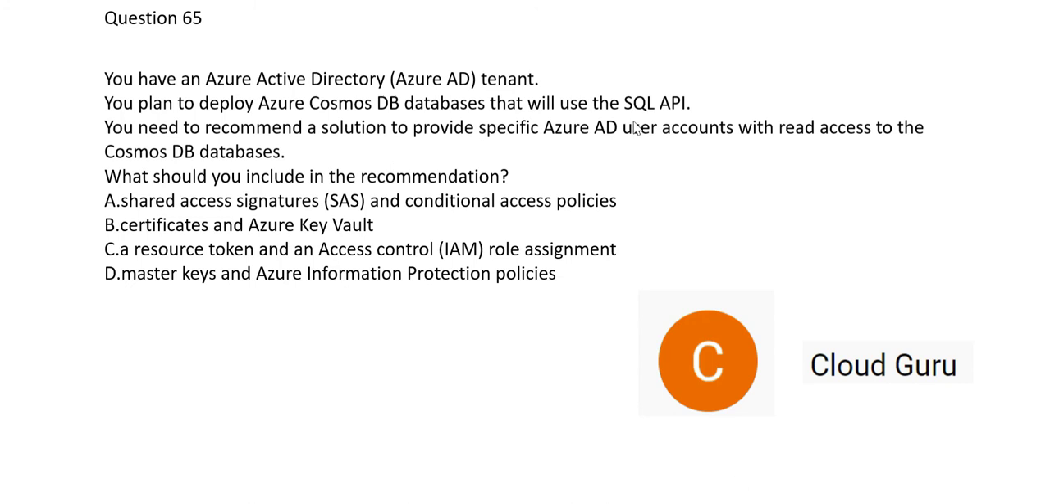See, the story goes is there is an Active Directory, Azure Active Directory, okay, and you need to deploy a Cosmos DB database, and you have to provide a solution so that specific user accounts with read access can access Cosmos DB. So in a nutshell, the pain point here is you have a Cosmos DB and you want specific users to have read access to that Cosmos DB.